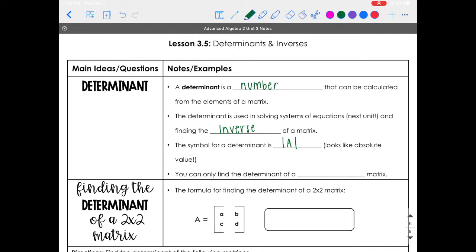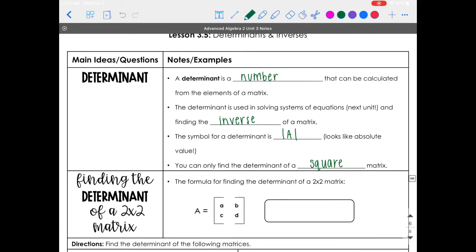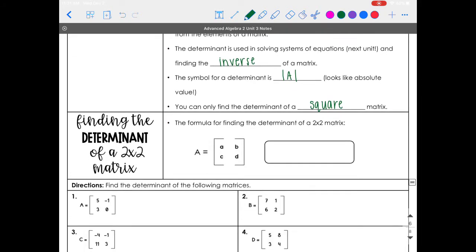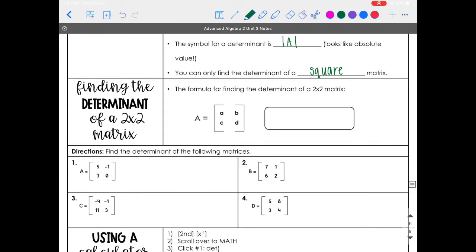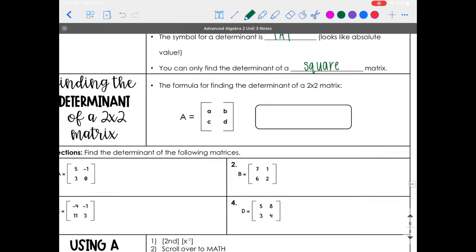Now, you can only find the determinant of a square matrix. So a square matrix is like a 2x2, 3x3, 4x4. It has the same number of rows and columns. Finding the determinant of a 2x2 matrix is super easy. A 3x3 matrix is a little more work, but not hard. As we start getting up to a 4x4, I don't even know how to do that. I'd have to look it up. And honestly, 3x3, I forgot. But a 2x2 is easy, and that's all that you will have to do.